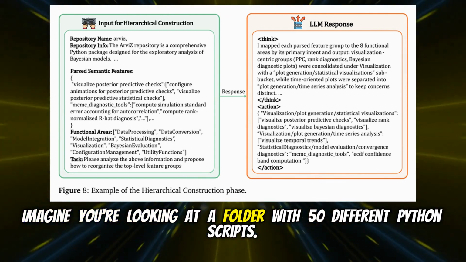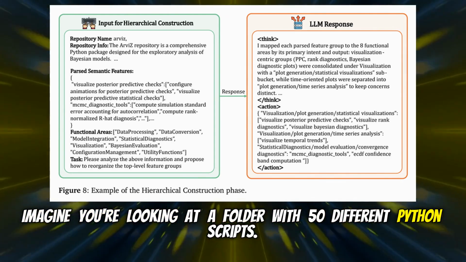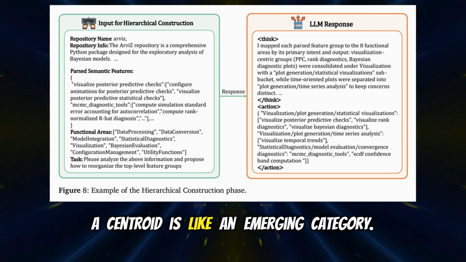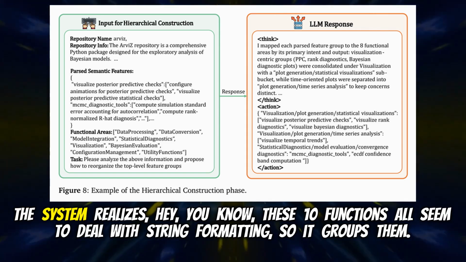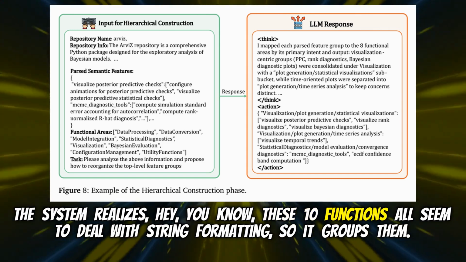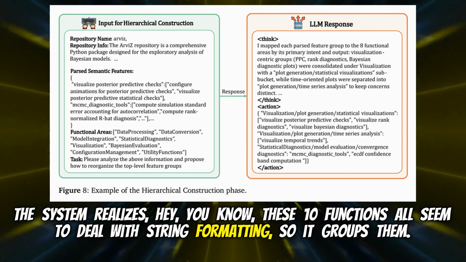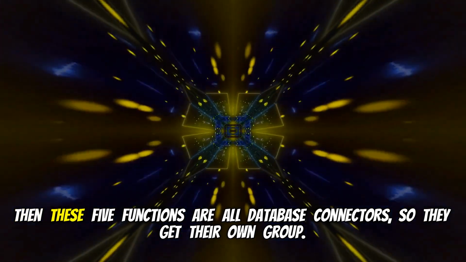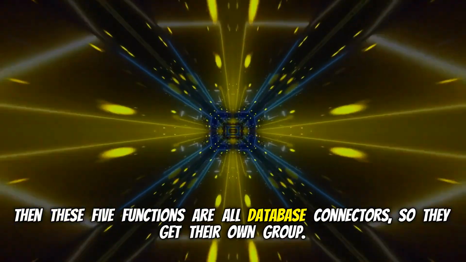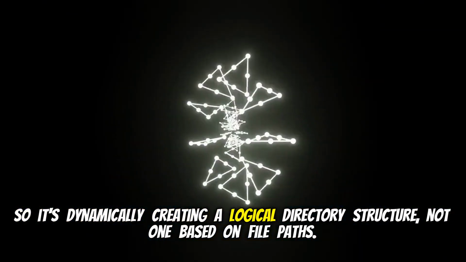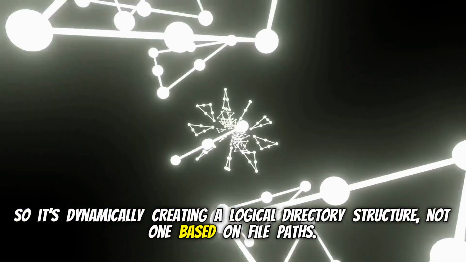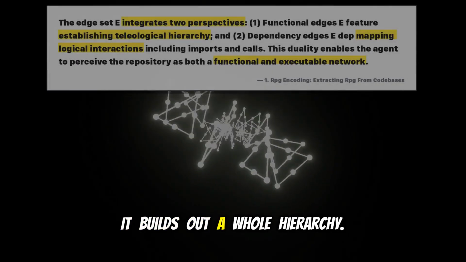Imagine you're looking at a folder with 50 different Python scripts. A centroid is like an emergent category. The system realizes, hey, these 10 functions all seem to deal with string formatting, so it groups them. Then these 5 functions are all database connectors, so they get their own group. So it's dynamically creating a logical directory structure, not one based on file paths. Exactly. It builds out a whole hierarchy.